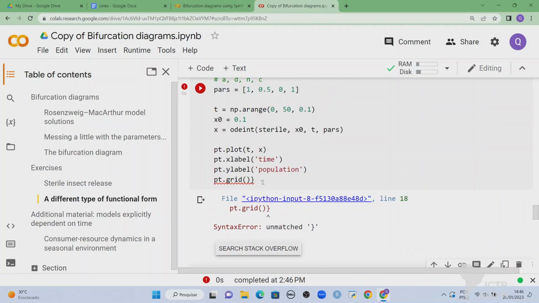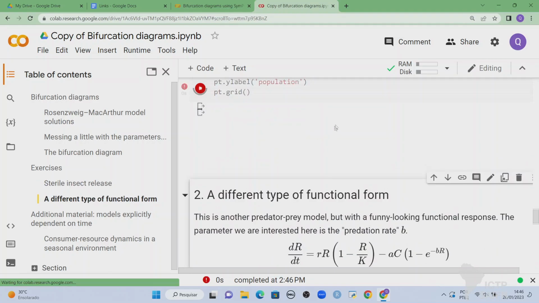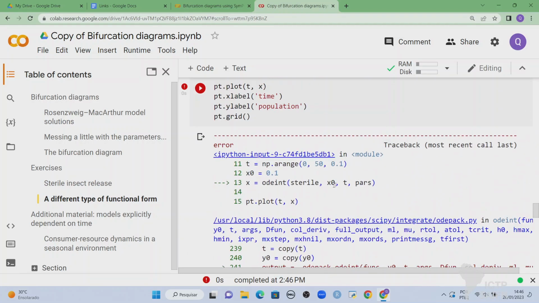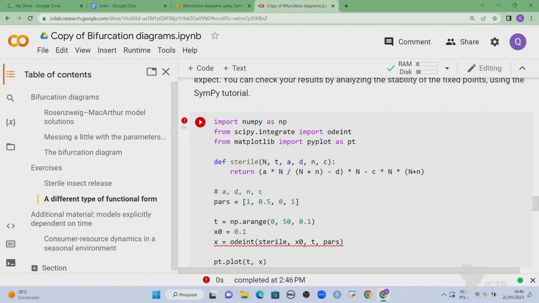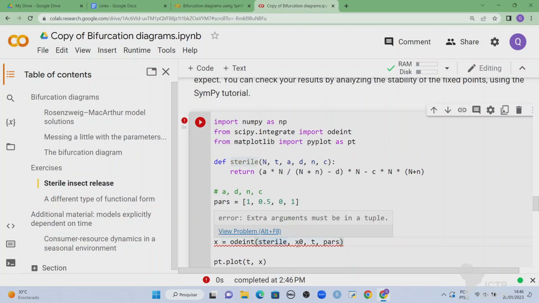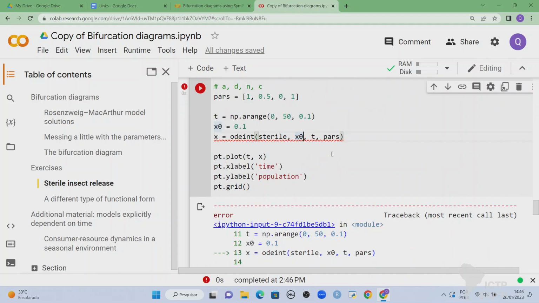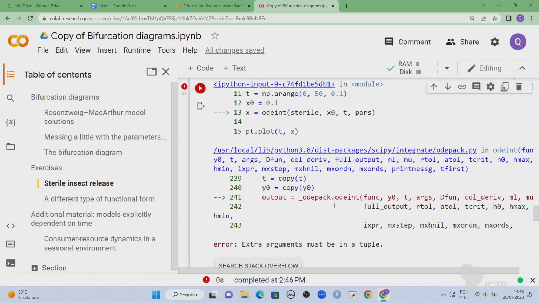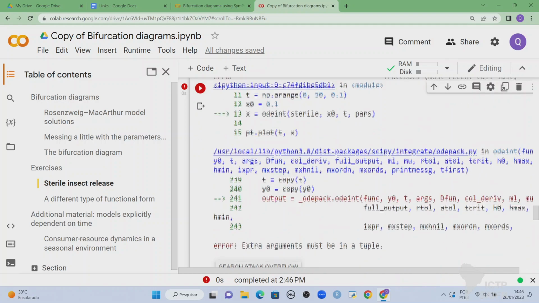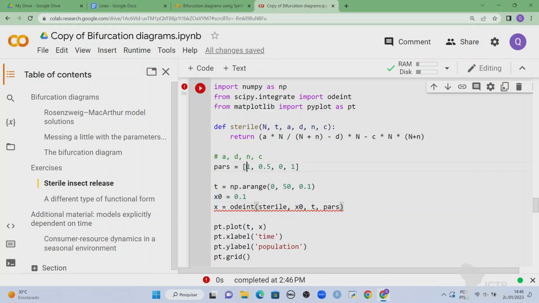Oh, there's some error. No, what did I do wrong? A, G, and C, 1/2, 0, 1. Extra arguments. Oh, okay, this should be a tuple, not a list. Okay. It should be like this.